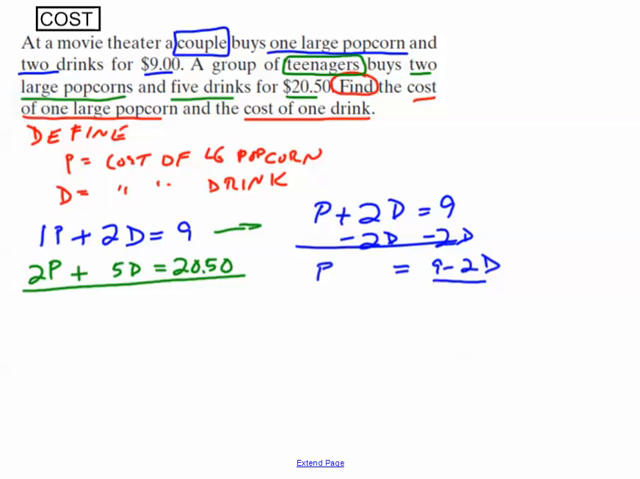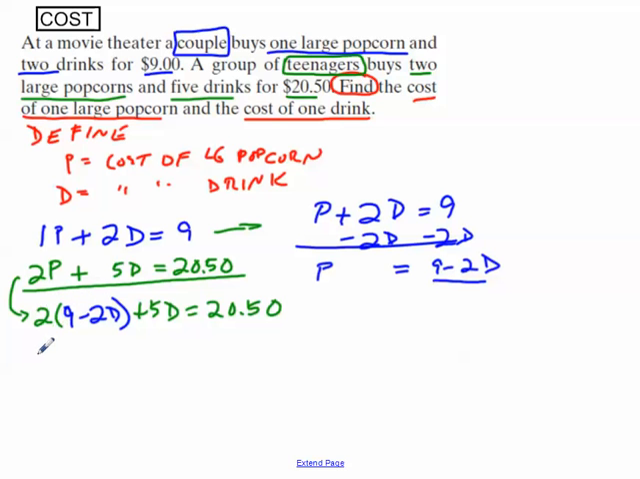And I'm going to substitute this value over in the green equation. I'm going to just modify it. I'm going to say 2 times P. What is P? 9 minus 2D, plus 5D equals 20.50. And all I've done is taken my green equation and rewritten everything that doesn't change, and the price of the popcorn is 9 minus 2D now. And now I can just solve this equation.